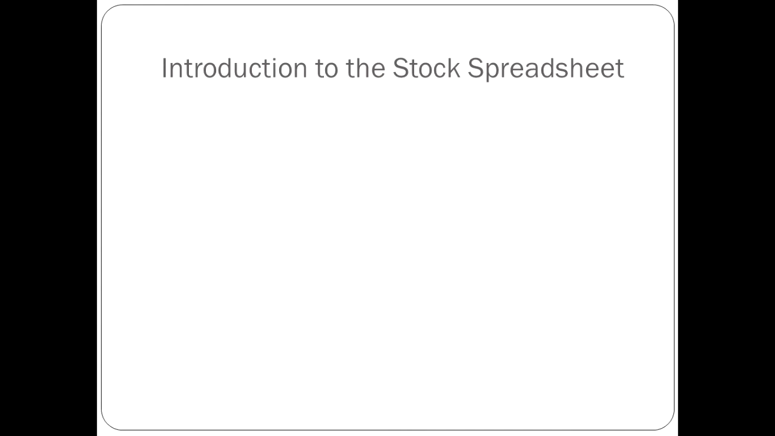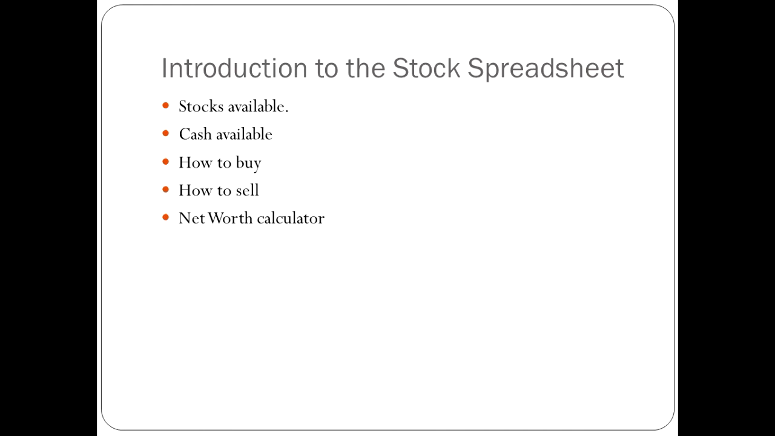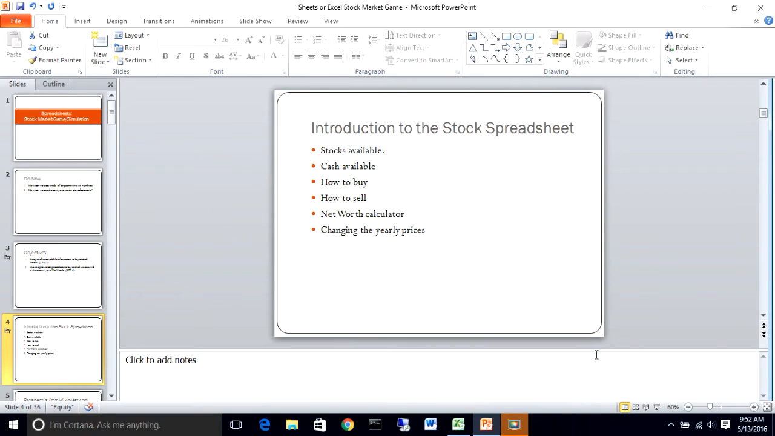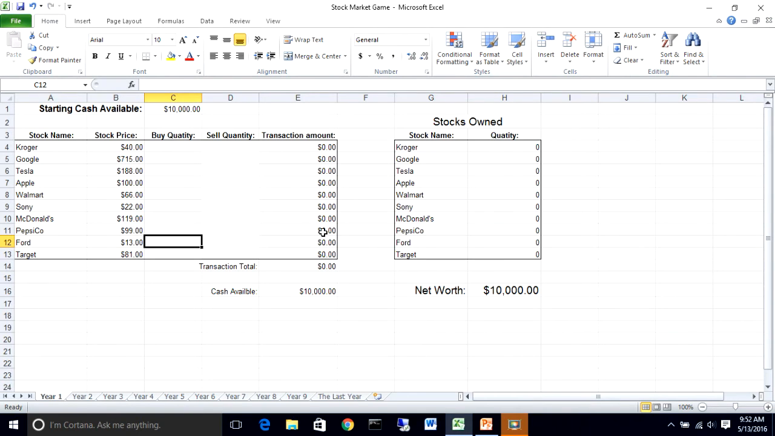So let's go ahead and get introduced to our spreadsheet. So we have the amount of stocks that are available, the cash available, which is going to be $10,000. We're going to go over how to buy, how to sell, and then our net worth calculator, which is the big number that we want to say goes up. So I'm going to go ahead and switch over to our spreadsheet here.